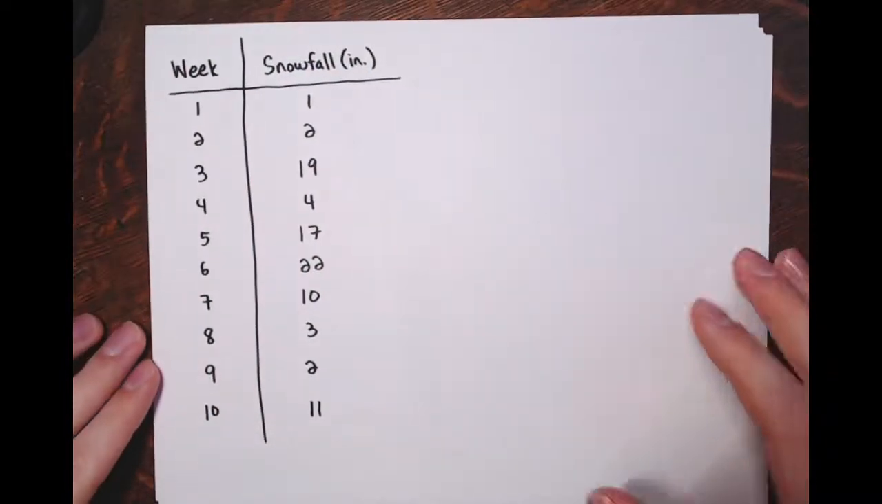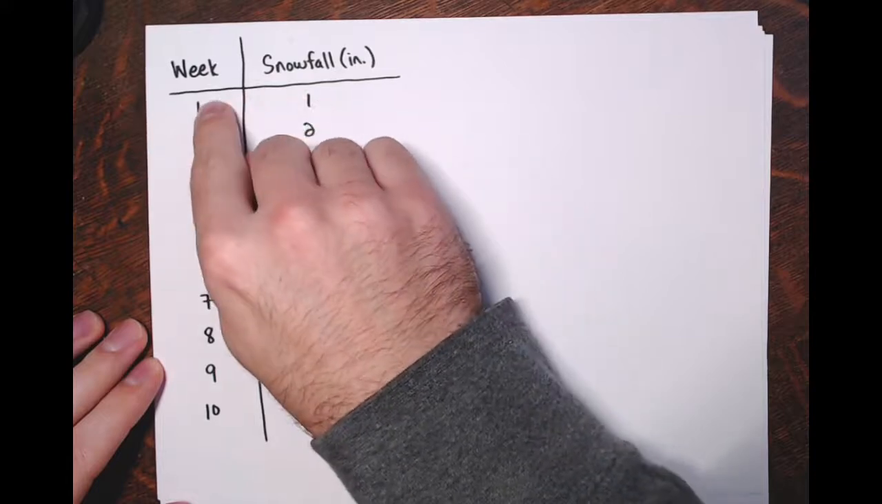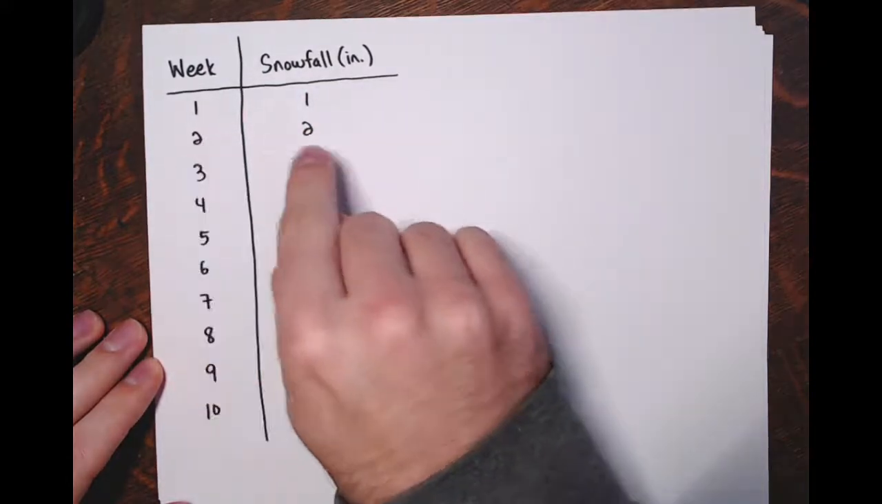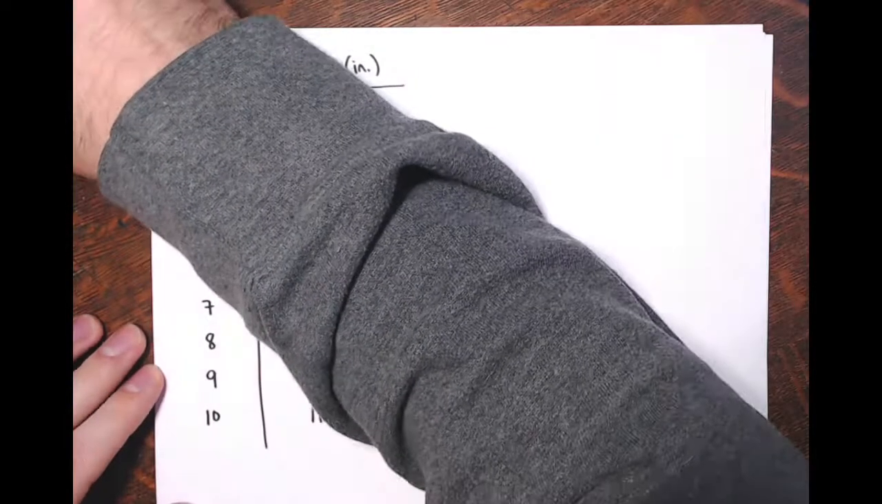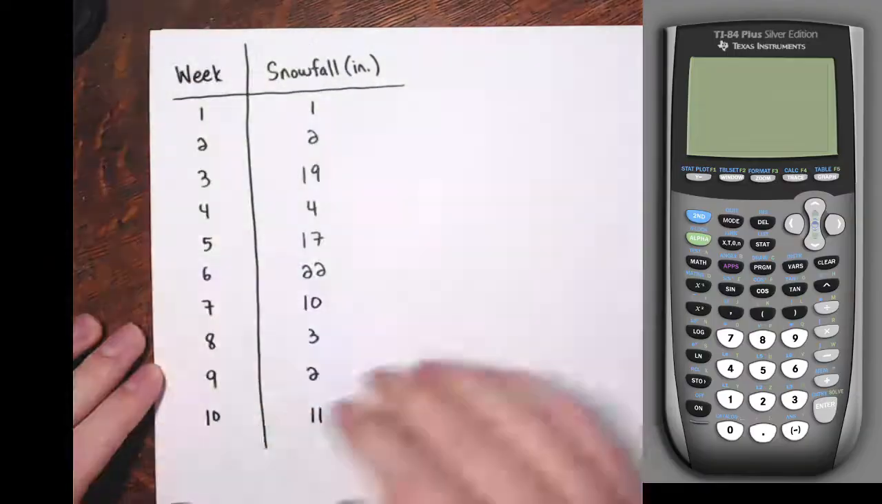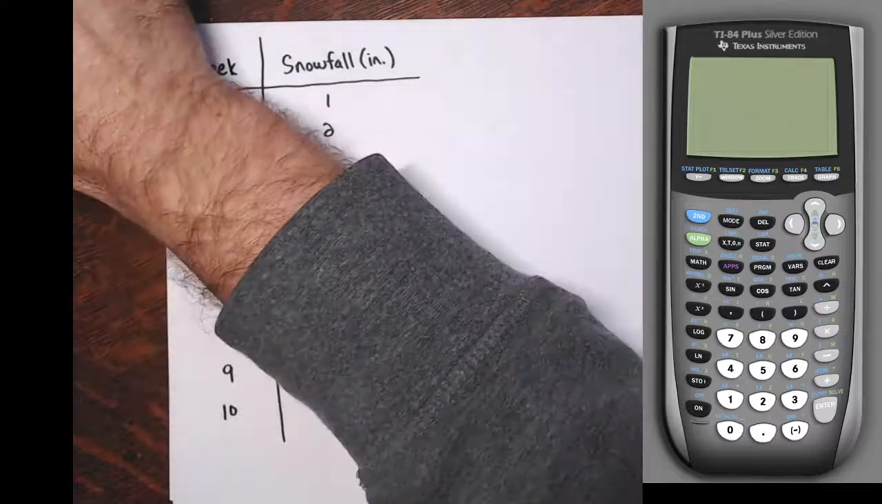Alright, so here's that same table, where each week and how much snow fell in that week. So 1 inch fell in week 1, 2 inches in week 2, 19 inches in week 3, yikes, and so on. I'm going to pull up here my TI-84 Plus Silver Edition. What I do here is very similar to what you can do in the TI-83. So if you have an 84, and that's the instructions that you're seeing in KnewtonAlta, it's with the TI-84 or 83.